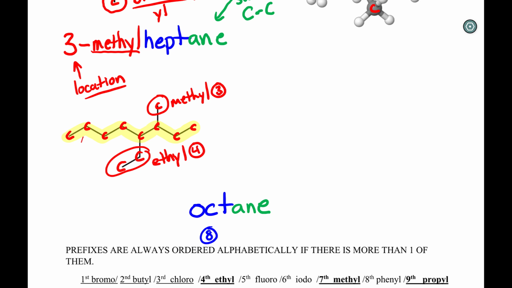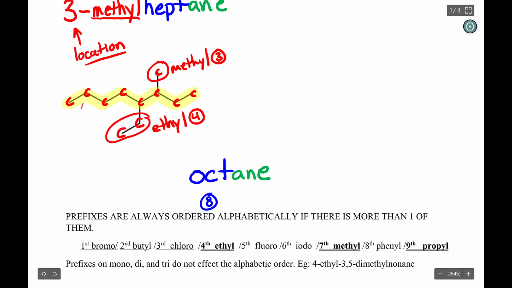But I have to make sure that I put them in the correct order in the prefix position in front of octane. I can't just choose whichever one I want to go first. I can't say it's 3-methyl or it's 4-ethyl and then the other one. There is a specific set of rules that you have to follow with prefixes, which are below here. It says prefixes are always ordered alphabetically if there is more than one of them.